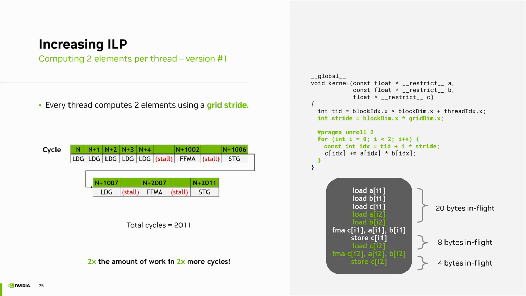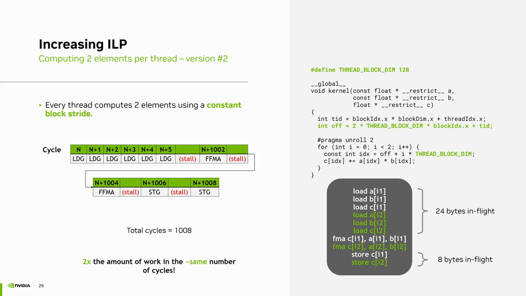It seems that something is making the compiler think that it cannot parallelize all of the loads and all of the stores. What's going on here is that because we are using a grid stride loop, which is a value that is unknown to the compiler, it cannot figure out that our 2 indices, I1 and I2, are independent. So in order to be on the safe side, our compiler cannot completely parallelize these operations. So what we end up having in this case is approximately twice the number of cycles for twice the amount of work. So basically, we didn't gain much here, okay?